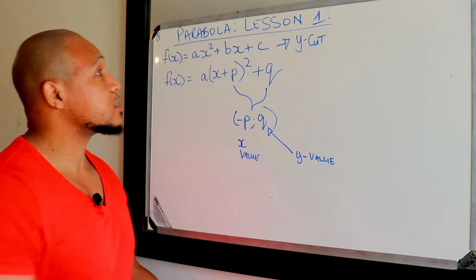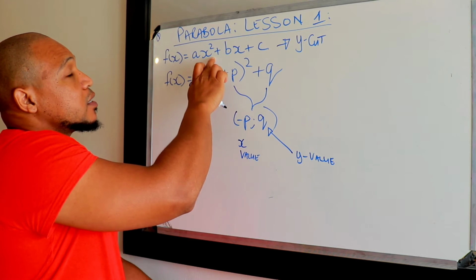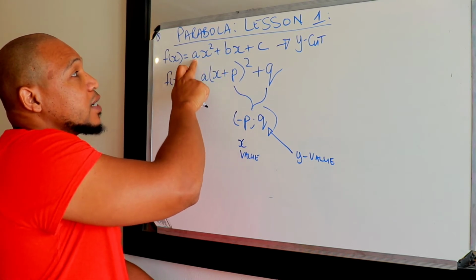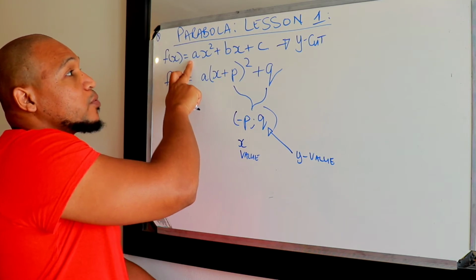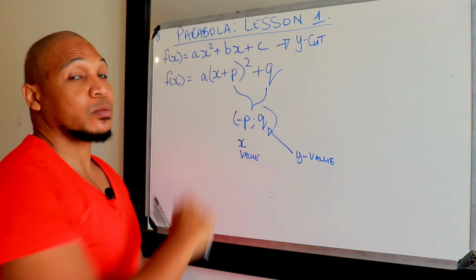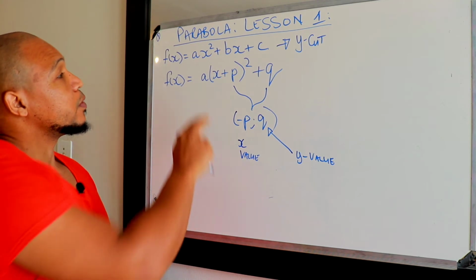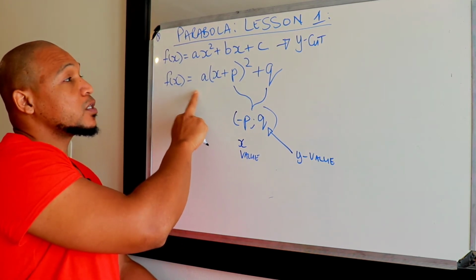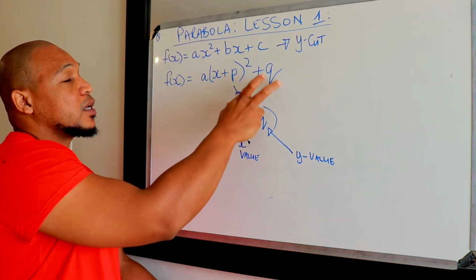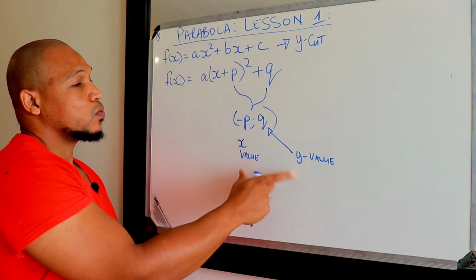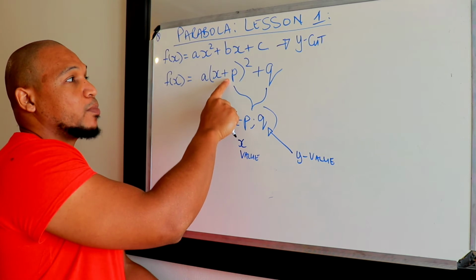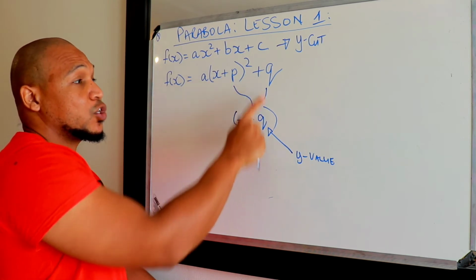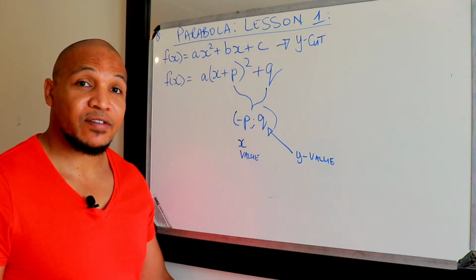So for the equations, when we have the standard form, A, or the sign of A, will determine the concavity of my parabola. C will be my y-cut. When we look at the turning point formula, or the turning point equation, then P and Q will be my turning point. This will be my X value, but it will be the opposite sign of that. And Q will be my Y value.